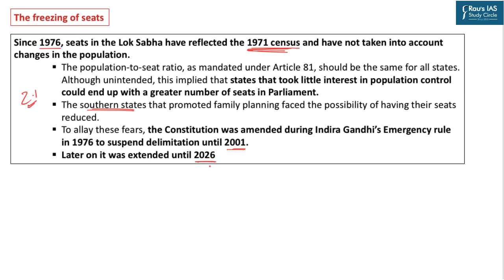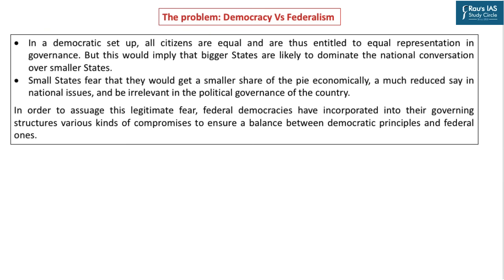And come the year 2026, if the government were to defreeze what has been frozen since 1971, there are going to be problems. The states that have performed well in family planning will be penalized, and states that took little interest in population control may be indirectly rewarded. They can end up getting more seats in the parliament. To allay such a problematic situation, there is generally a compromise between democratic principles and the principle of federalism.